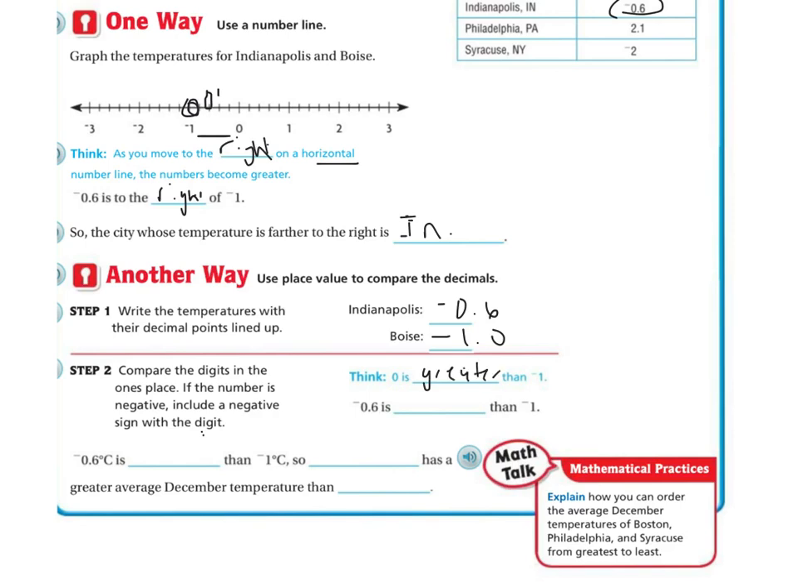than -1 and -0.6 is greater than -1. So -0.6 is warmer than -1 degrees Celsius. So Annapolis has a greater average December temperature than Boise.